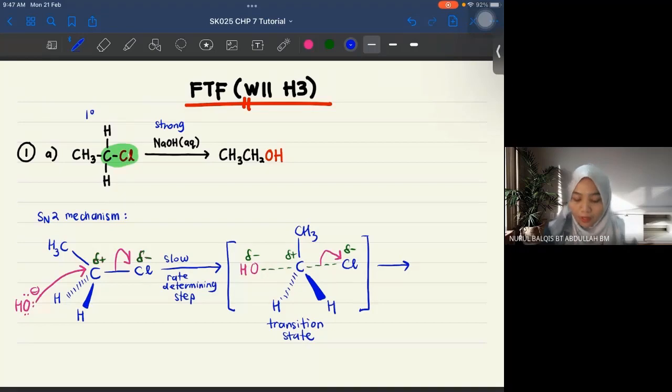But now, what will happen to your product? Adakah dia akan dapat sama produk tak macam tadi ataupun ada sedikit perubahan? Ada perubahan. Ada perubahan dari segi apa? Kat mana perubahan dia? Selain OH masuk, apa lagi yang kita nampak perubahan kat sini? Inverse. Yeah, they got inverse configuration. So inverse dia dekat mana? Only at the OH lah.